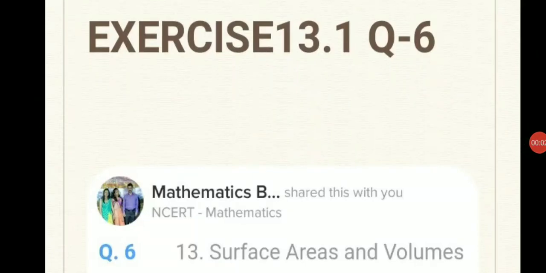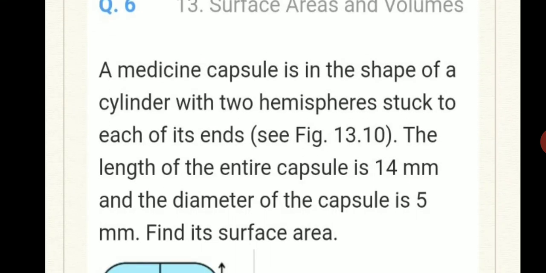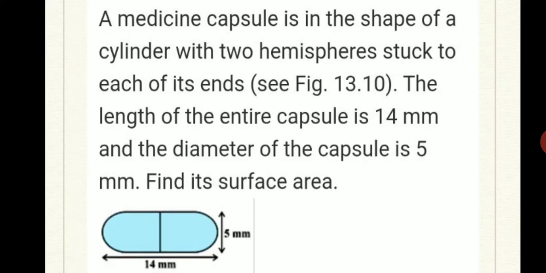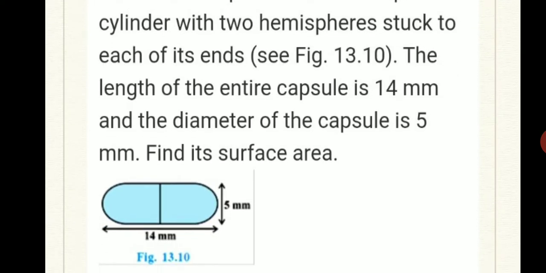Class 10 NCERT Maths, Chapter number 13, Surface Areas and Volumes, Exercise 13.1, Question number 6. A medicine capsule is in the shape of a cylinder with two hemispheres stuck to each of its ends. It is given in figure 13.10. The length of the entire capsule is 14 mm and the diameter of the capsule is 5 mm.